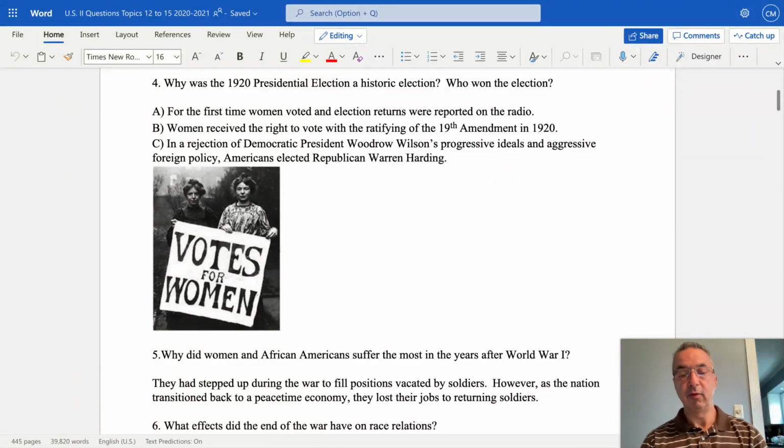Question 6, what impact did the end of the war have on race relations? If you think of this period of time in history, there's still a lot of issues that are ongoing. Obviously, we still have a segregated South, and the feeling of prejudice was kind of still felt across the country, not just in the South.